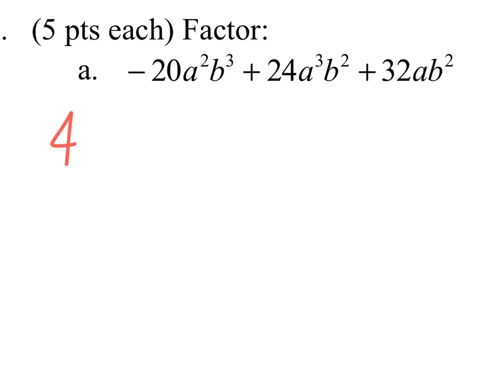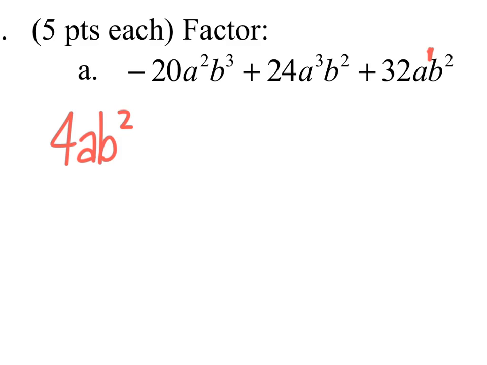And now what we need to start to do is look at the variables. So I see we have a to the second, a to the third, and then here we have a to the first. So at most, what do they have in common? A single a, right? And when we take a look at the b variable, I see they have b to the third, b to the second, b to the second. At most in common, they have b to the second. So let's factor out a b to the second.